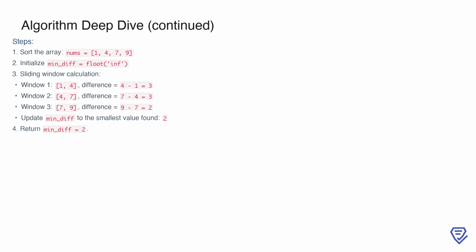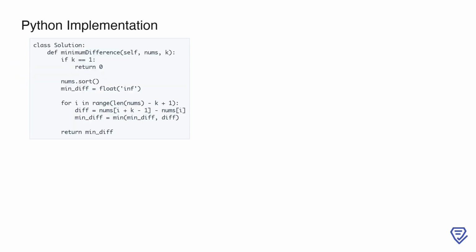This example demonstrates how the algorithm efficiently finds the minimum difference by focusing on consecutive elements in the sorted array. The result, 2, represents the smallest range achievable for any group of k equals 2 elements in the input array. This solution for LeetCode problem number 1984, Minimum Difference Between Highest and Lowest of K Scores, efficiently calculates the minimum difference between the highest and lowest scores in any group of k scores.